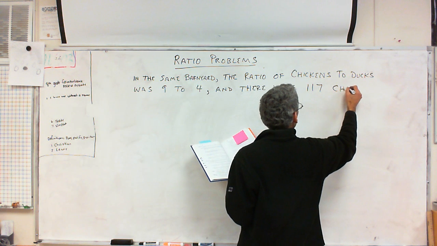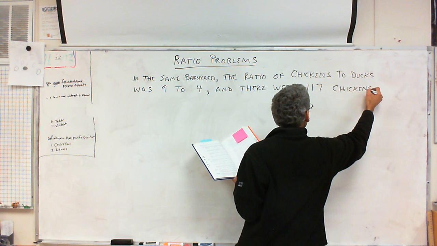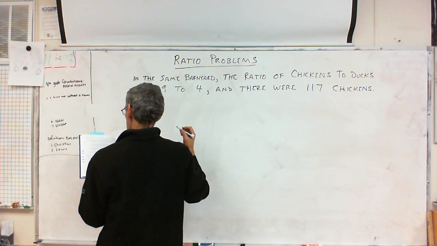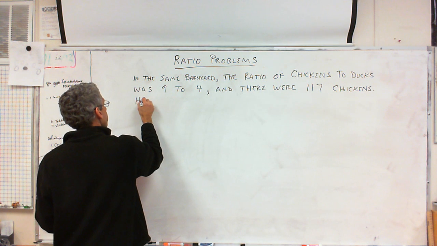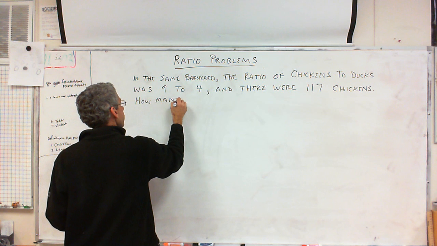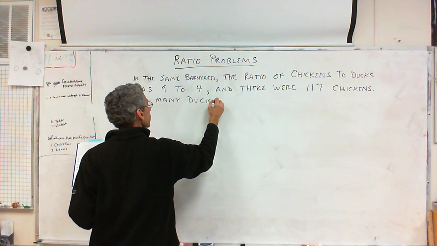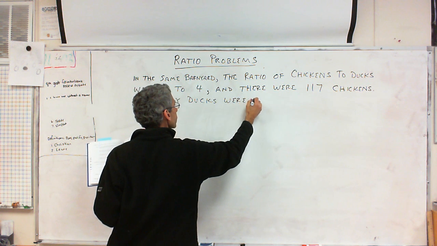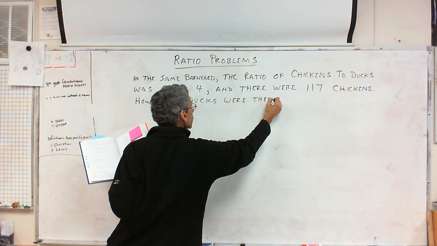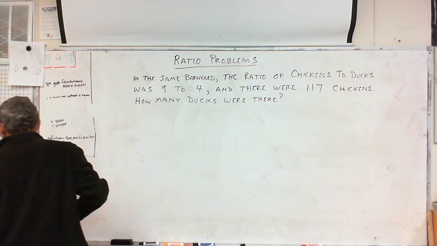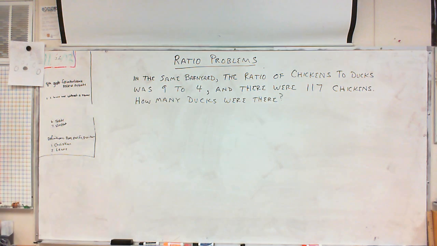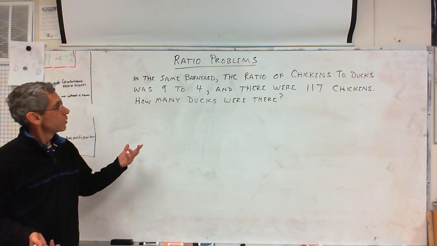Chickens. How many ducks were there? In the barnyard, the ratio of chickens to ducks was 9 to 4, and there were 117 chickens. That's a heck of a lot of chickens. Okay, so that's a good question.